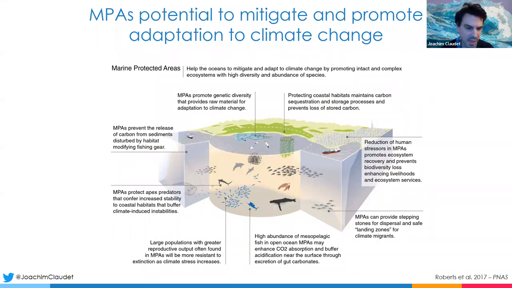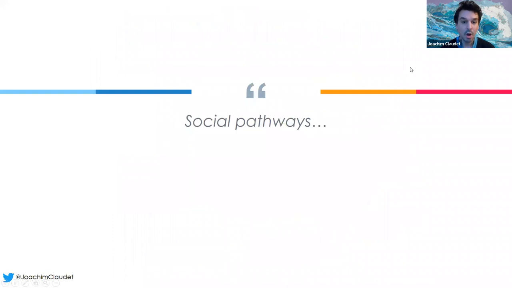For example, I'm thinking about MPAs that can provide stepping stones for dispersal, and so MPAs that could increase connectivity. This is more hypothesis than evidence at the stage of this paper, while the protection of apex predators was really evidenced by some people. Also, we wanted to look at the social pathways. We are not only interested in ecological adaptation of ecosystems, but also in social adaptation to climate change.